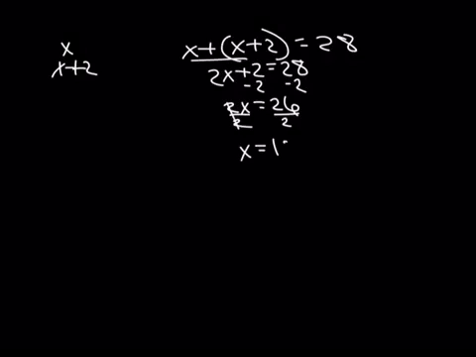X equals 13. So if I have 13 for my first one, my second one is going to be 13 plus 2, which is 15. Okay, and that's pretty much what there is to the integer section. Now let's jump to interest.